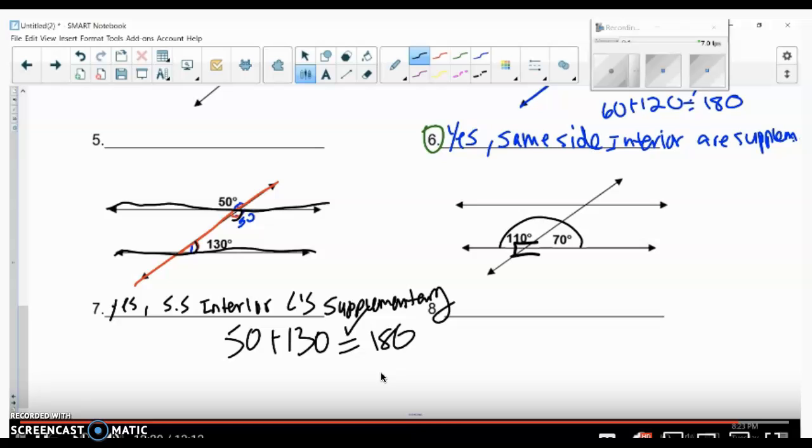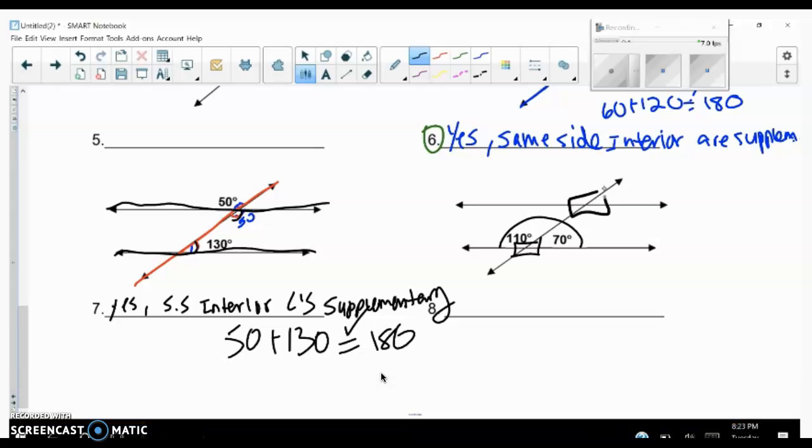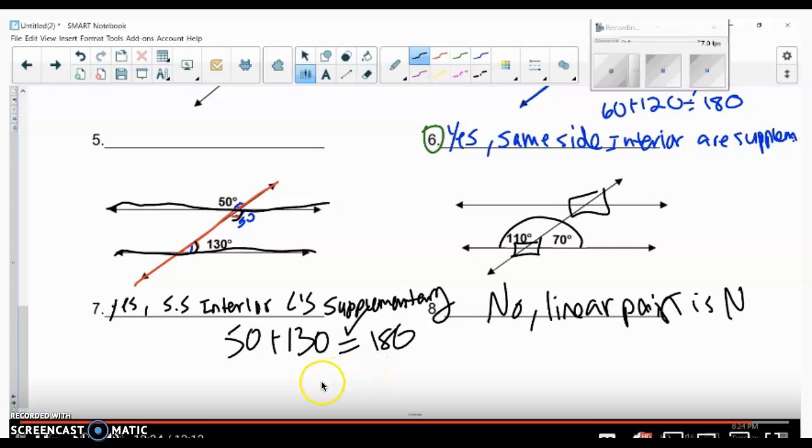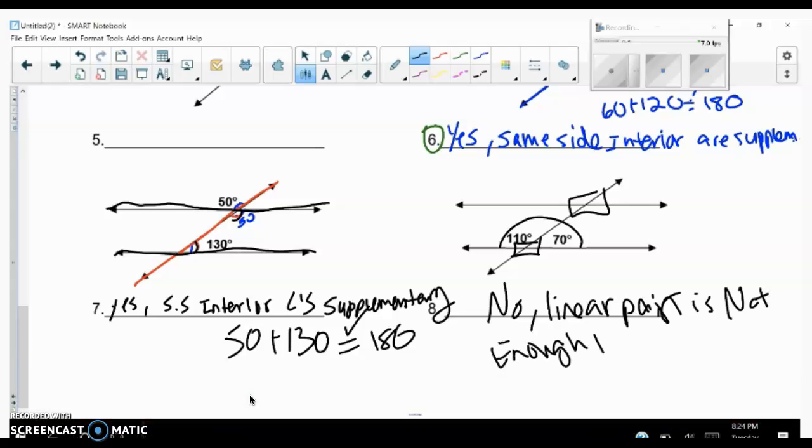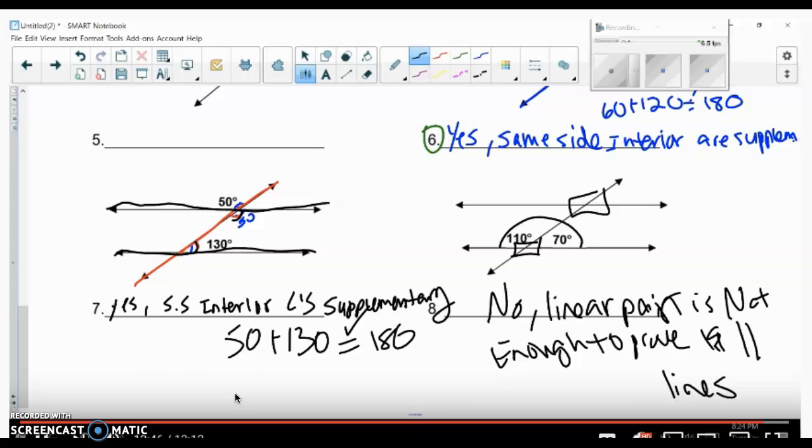So let's take a look at these. All right, 110 and 70. Well, those are supplementary angles, and it's a linear pair, but we don't know anything about what happens on the top. So a linear pair is not enough information. Now, they may be parallel, but we really don't know.